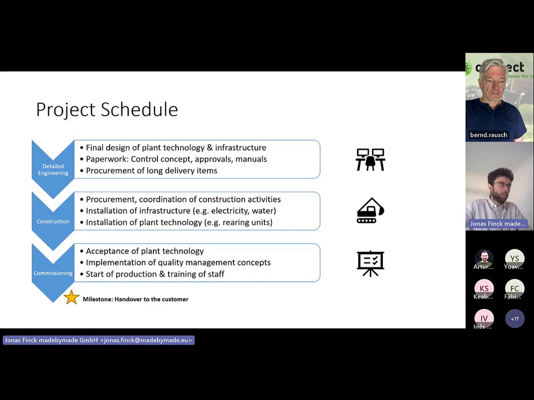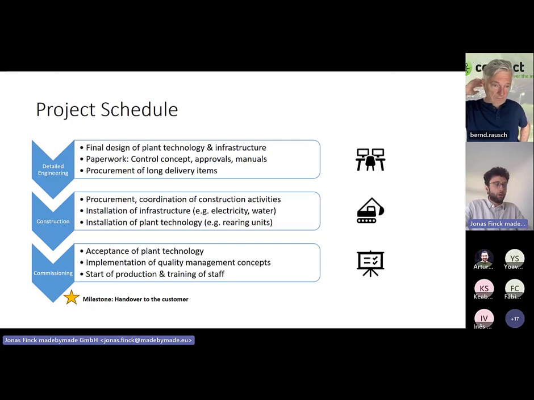because then we start with the entire process of the final design, plant technology, infrastructure, the entire project management control concept, getting the approvals and starting working on the manuals on the specific location.